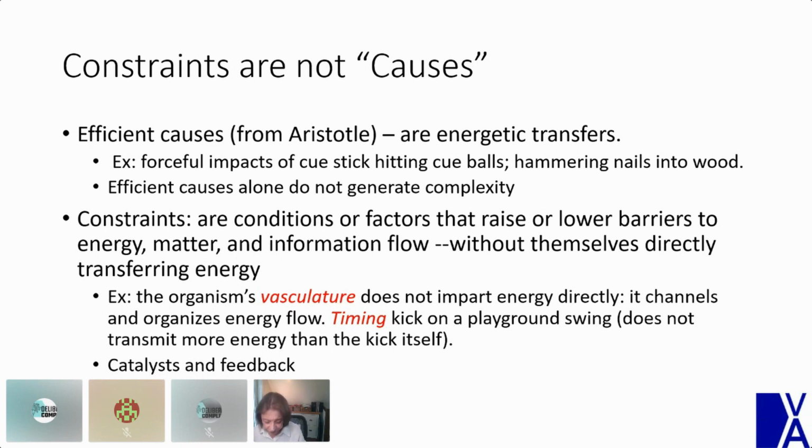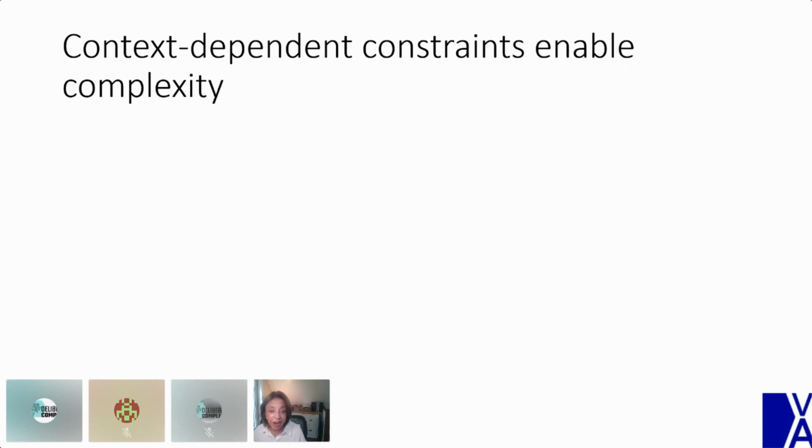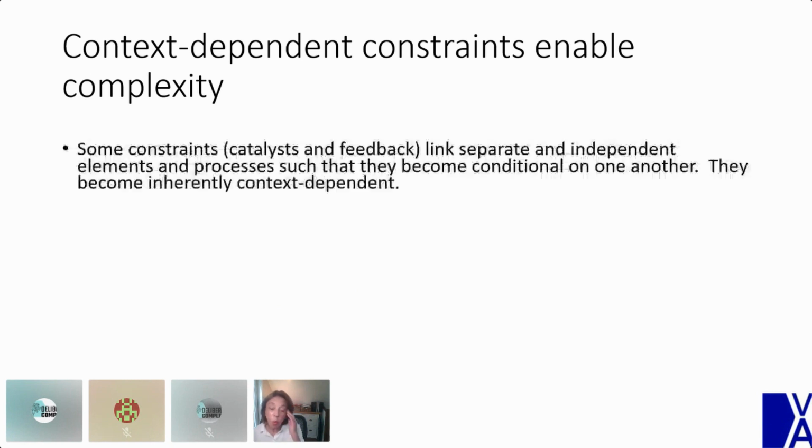Here's another example. The vasculature of an organism, our blood and lymphatic network, does not impart energy directly. It merely channels and organizes that energy flow, but it is not an efficient cause. And in particular, catalysts and feedback are very important. What they do is they link separate and independent processes such that they become conditional on one another.